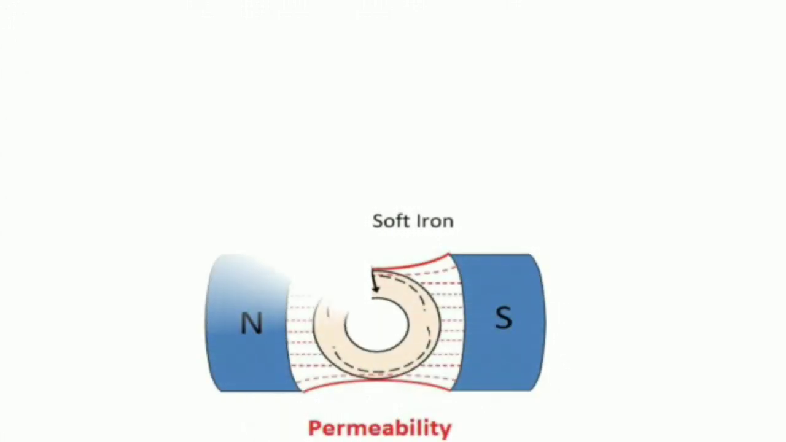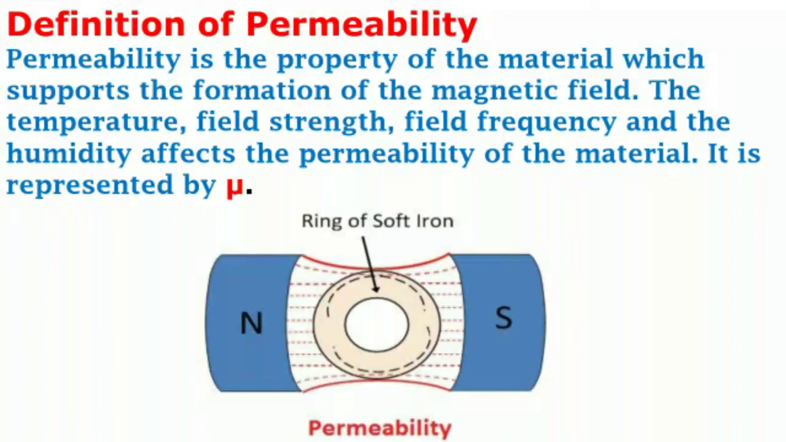Now what is permeability? Basically, permeability is the property of the material which supports the formation of the magnetic field. The temperature, field strength, field frequency and humidity affect the permeability of the material. It is represented by mu. So this was the definition of permeability and the previous one was permittivity.